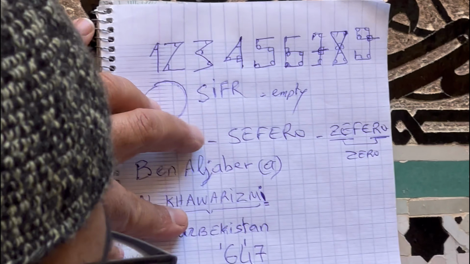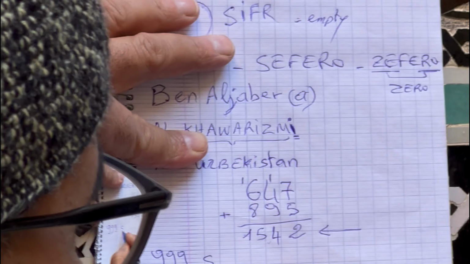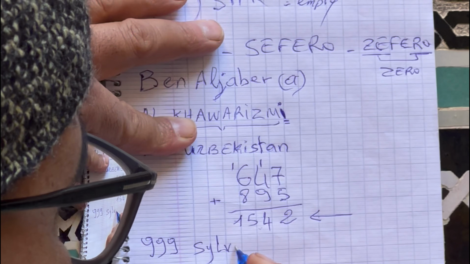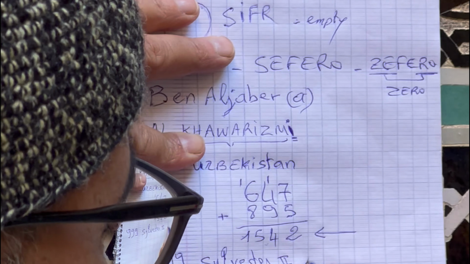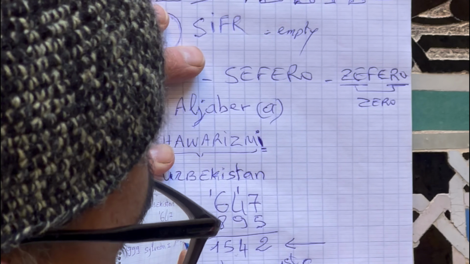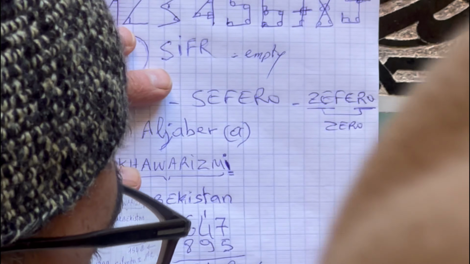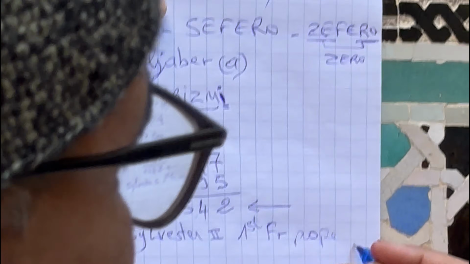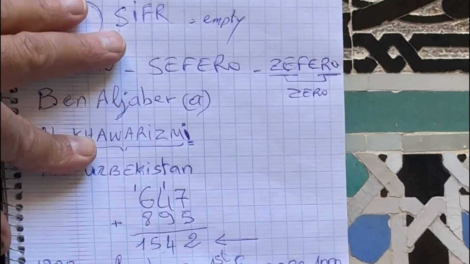So here, 999, this year is very important because this is the year of the French Pope Sylvester II, the first French Pope of the year 1000. Do you remember this person? This person studied in Fez, and then he was the one who introduced Arabic numbers to Europe.